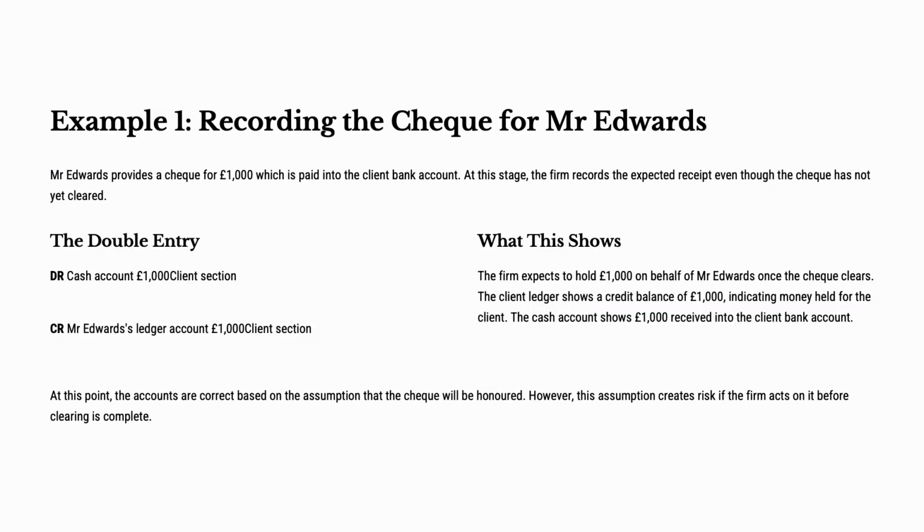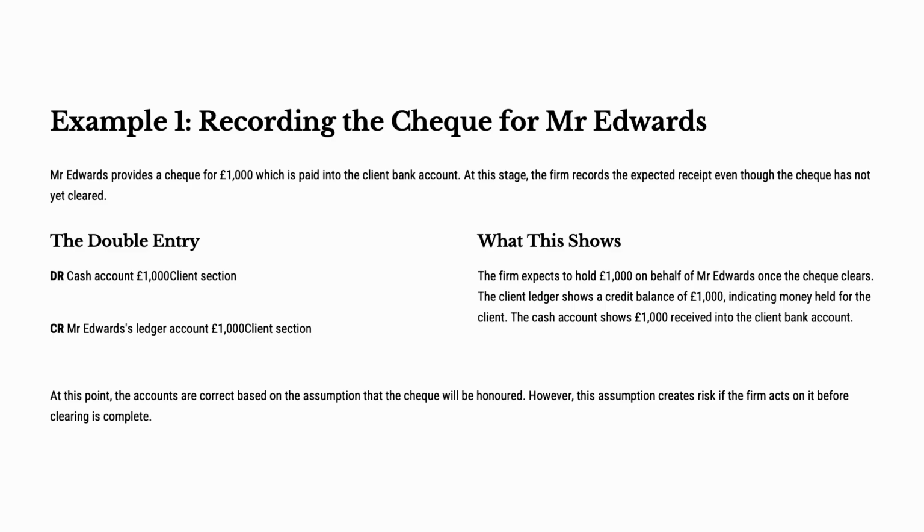That's it. So we have an example here, recording the check from Mr. Edward. Here the firm receives a check of £1,000 from Mr. Edward, and because this is client's money, the double entry on receipt is to debit cash account £1,000, client section, and credit Mr.